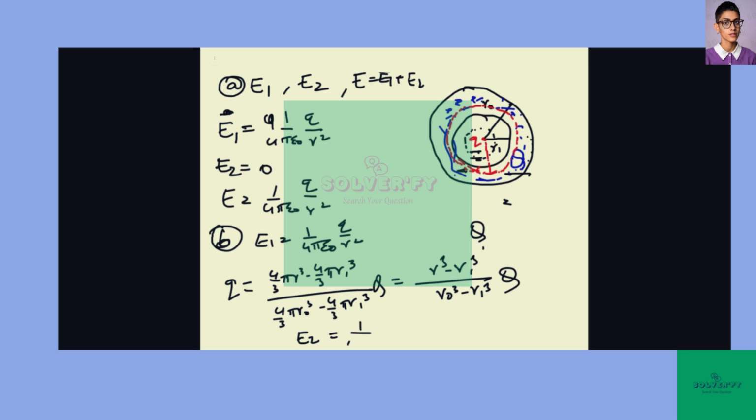Now that we have this, we can write the field again as simply, because it's spherically symmetric, the field will be 1 by 4 pi epsilon naught times this new charge. So that's Q times r cube minus r1 cube by r0 cube minus r1 cube, by r squared. That will be E2. Hence, the total electric field will be q by 4 pi epsilon naught r squared plus Q by 4 pi epsilon naught r squared into r cube minus r1 cube by r0 cube minus r1 cube.